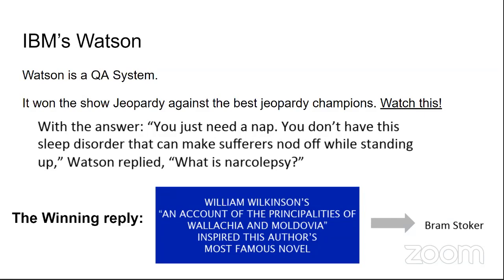Wallachia and Moldova inspired this author's most famous novel. And the author's name is Bram Stoker. And I don't know if you're aware of it or not, but the novel was Dracula. So there are a lot of fictional stories around Dracula. I am sure you might have heard of some of them. There are many popular movies around that fictional Dracula story, but originally he was just a king, I believe.